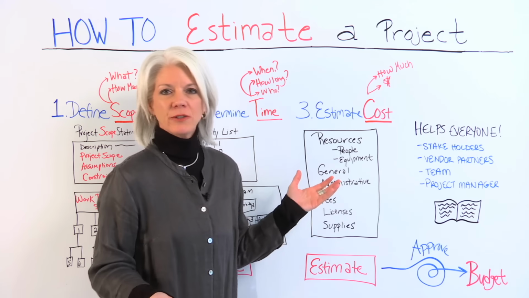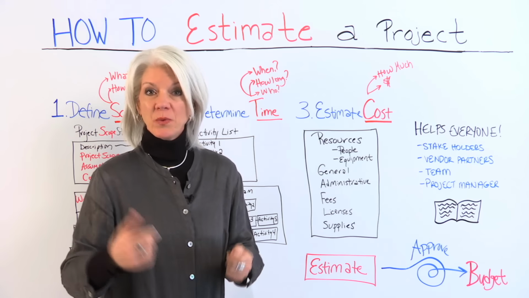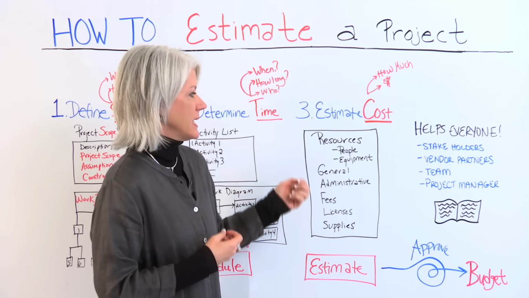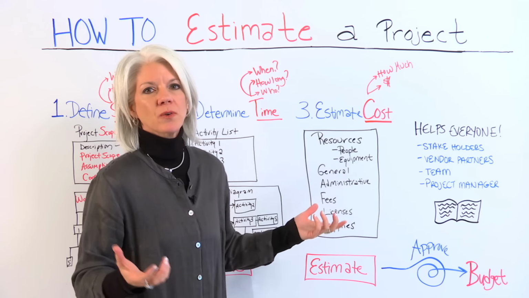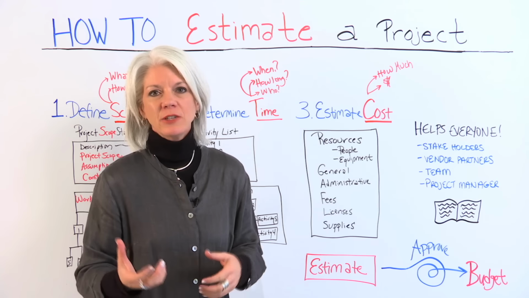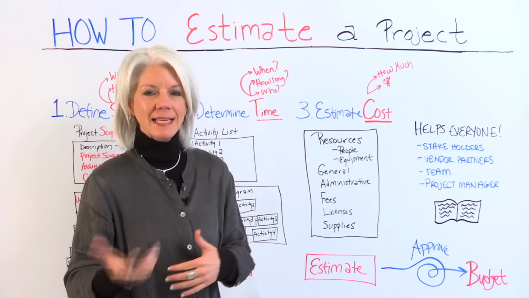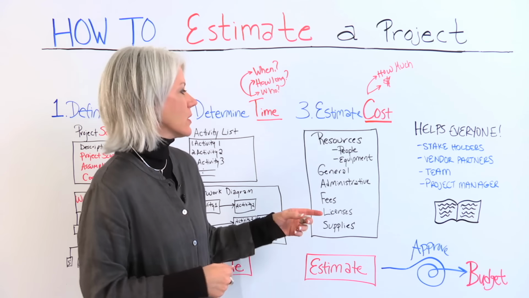So the cost includes many different things, including the resources. When we talk about resources, it could be people resources, how many people we need, what skill level, what is their rate level. It also includes equipment. Do we need any equipment, and what kind is it? Where does it come from? Where does it ship? Which could impact the cost.